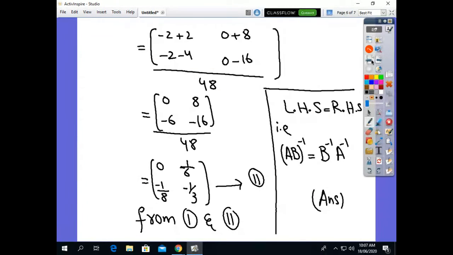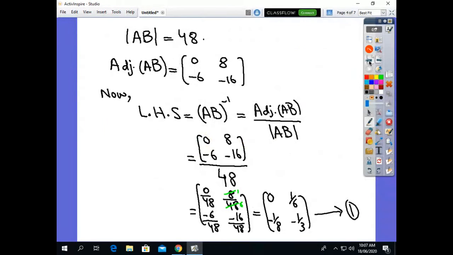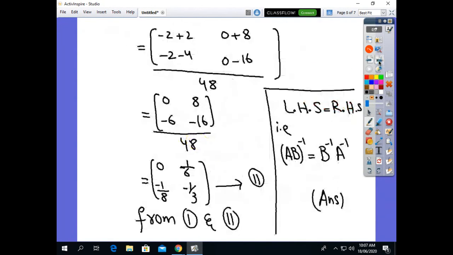The determinant was found simply. I reviewed all the questions. First of all, 0 divided by any number always becomes 0.